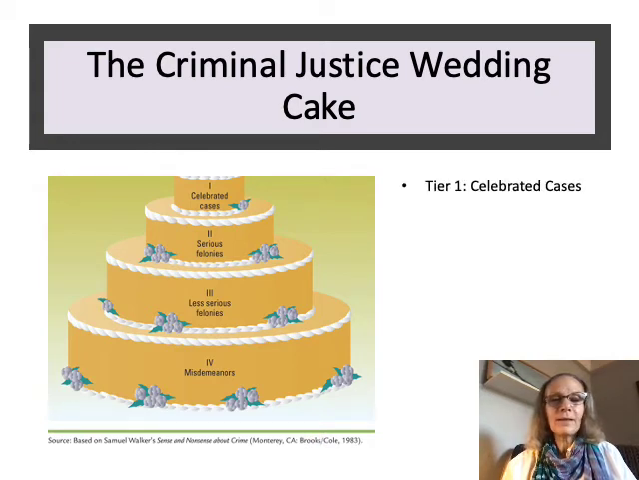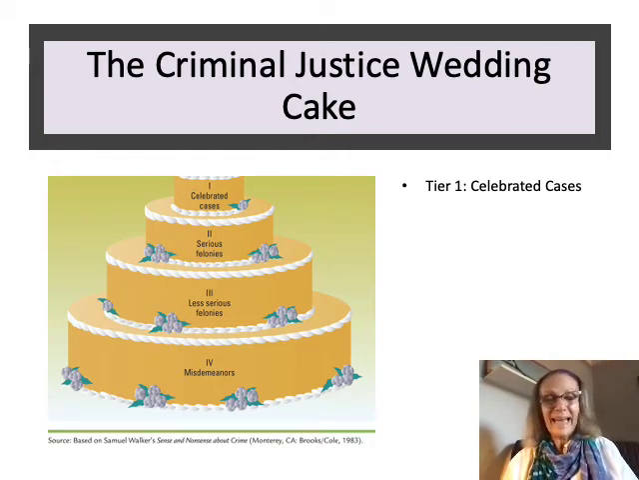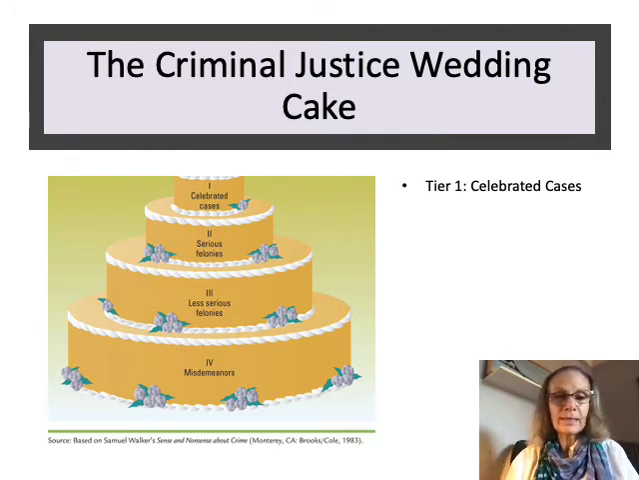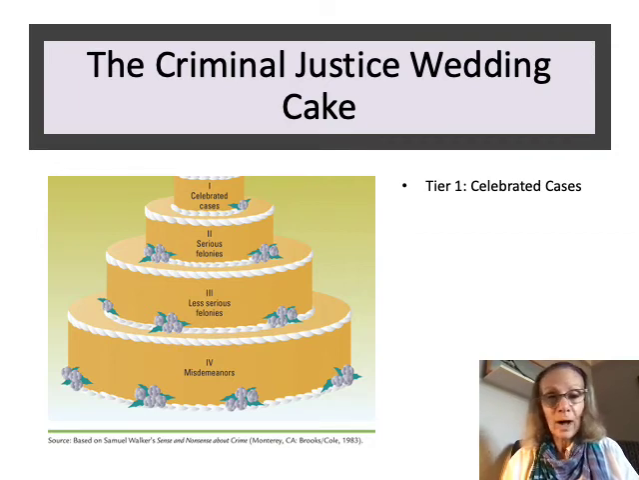And so tier 1, the tier that's at the very top, is what is known as celebrated cases. That is cases that deal with a celebrity. And so a good example of that would be the O.J. Simpson case, or the Martha Stewart case, or more recently the Harvey Weinstein case, where he was charged and tried for sexual assault.